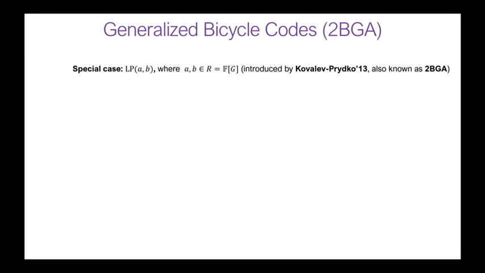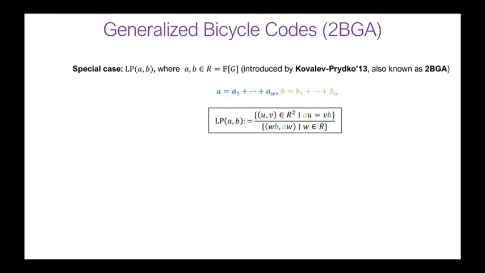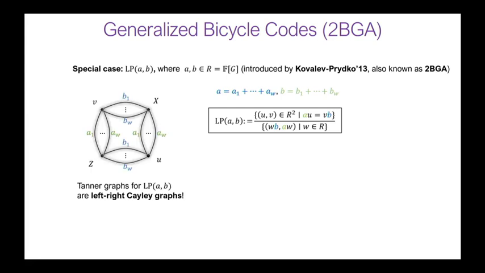And let us consider the special cases of lifted product codes, which were introduced by Kovalev and Pryadko 10 years ago. Now they are also called 2BGA codes. This special case is just when we consider one-by-one matrices. In lifted product codes we consider arbitrary matrices, but let us assume that these matrices are one by one. Then these are just individual elements. In this case, we have a very simple code that can be described like this.